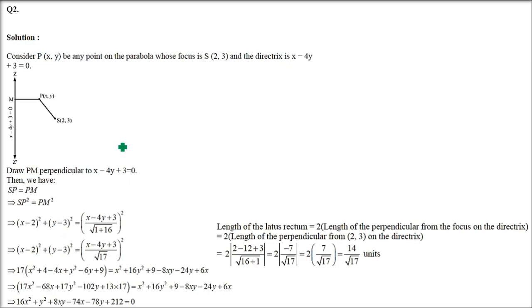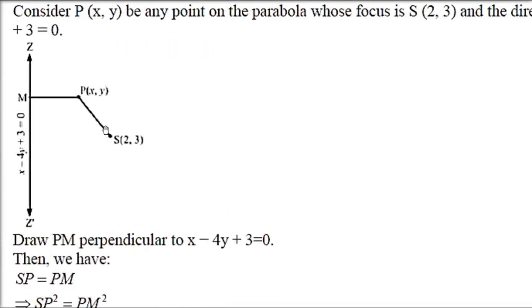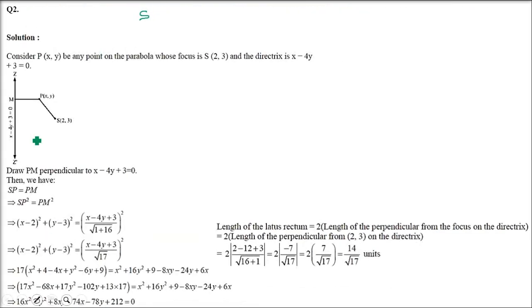This one is question number 2. Find the equation of the parabola whose focus is the point 2, 3. Focus, always we take it as F, but because in theory we have taken it as S, so we are taking it as S. Focus is S, which is 2, 3 in this question, and the directrix is x minus 4y plus 3 equals 0. So we have to find the equation, and we have already seen this. Now the length of the latus rectum is an added thing which has been asked here.